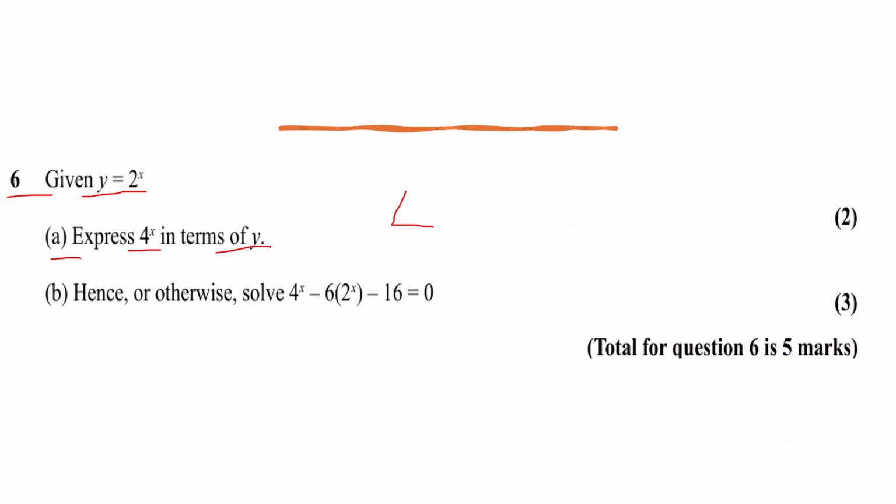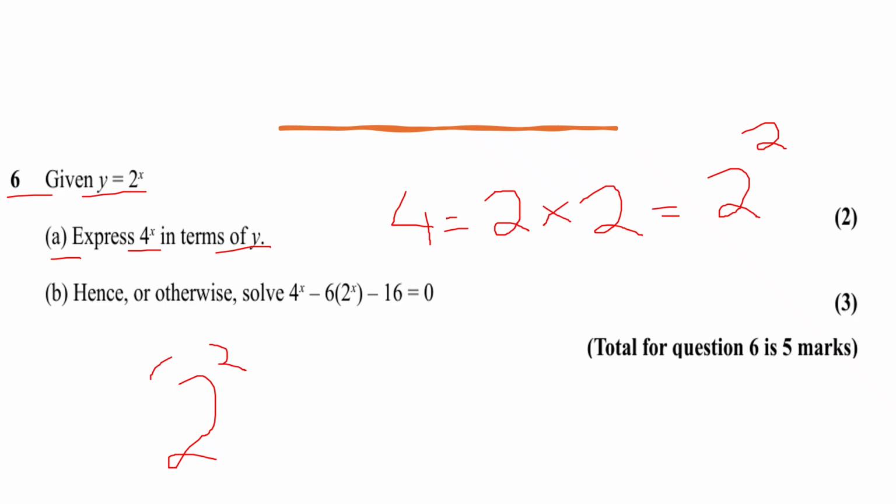4 can be written as 2 times 2, or better yet, I can write it as a power, an index, so 2 squared, or 2 to the power of 2. So 4 can be rewritten as 2 squared, all to the x.